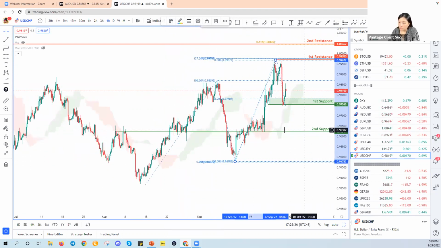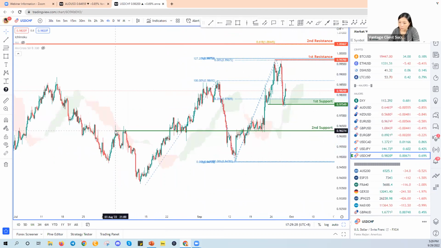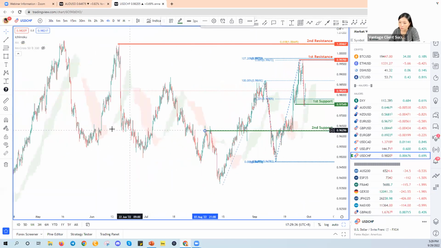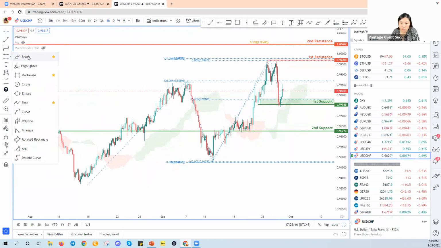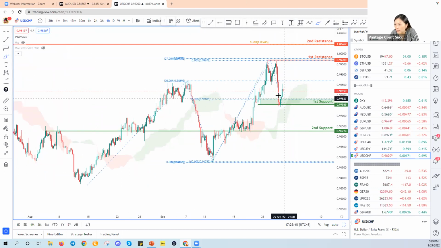Okay, so for this second support, I'll put it here where it touches all my levels, and this will be an overlapping support, a very key overlapping support. Okay. So if price, let me grab my brush. So as we can see, price actually came down quite a lot here and it has been reversing.